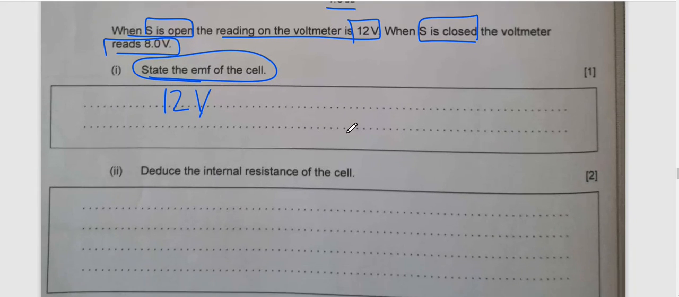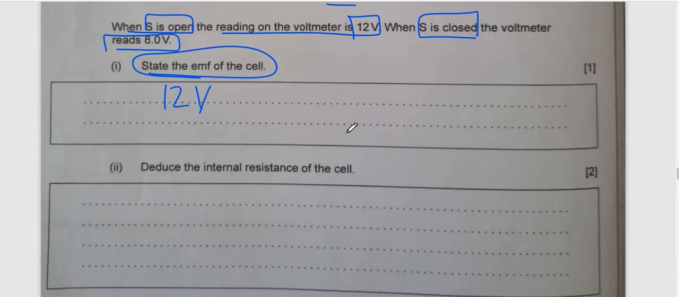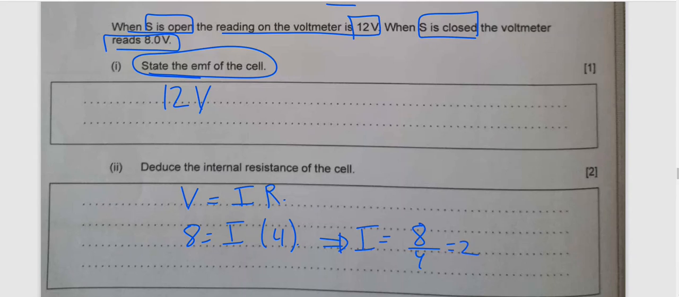So if I'm going to use Ohm's law, the voltage will equal I times R. The voltage is 8, I we don't have, and R is 4 ohm. So divide both sides by 4. The current I will equal 8 divided by 4, which gives me 2 amp.